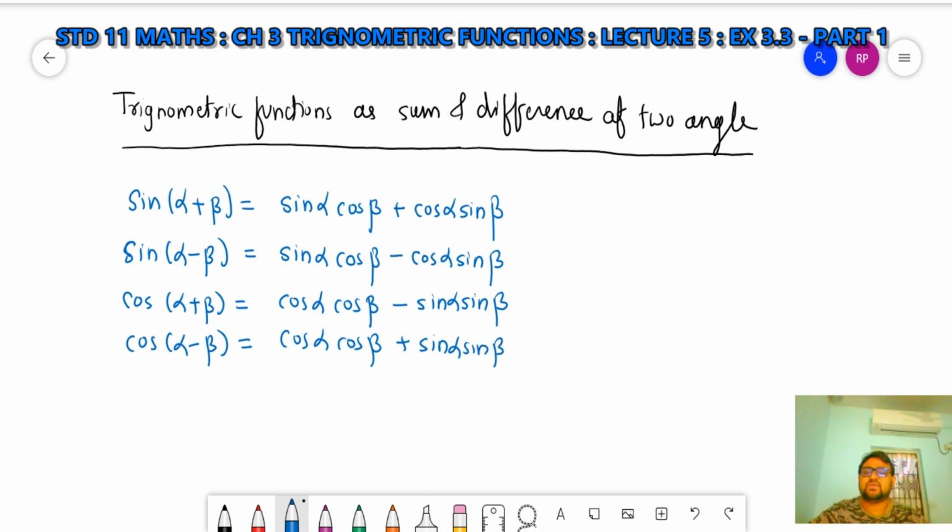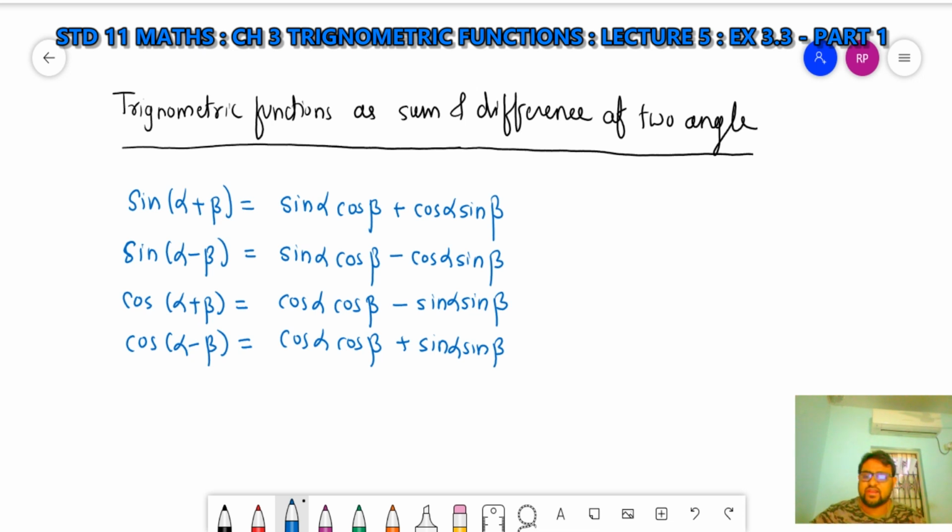Okay, so sine alpha plus beta, sine alpha cos beta plus cos alpha sine beta. Remember, here it's plus, here it's plus, here it's minus, here it's minus. So in sine, this sign will not change, whereas in cos it changes. It's plus, it changes to minus, minus changes to plus.